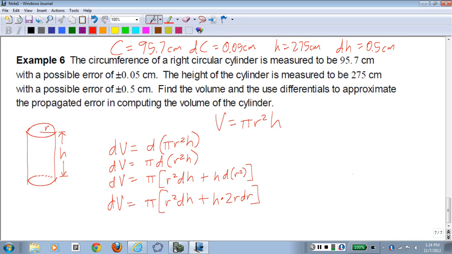Instead of pi r squared, can't we find r using circumference? We can find r, but then I have to convert this 0.05, because that's the possible error in the measure of the circumference, and I would have to convert that to the possible error in the radius. Now we could just plug that into the formula as well. But I don't know, either way it sounds difficult to me.